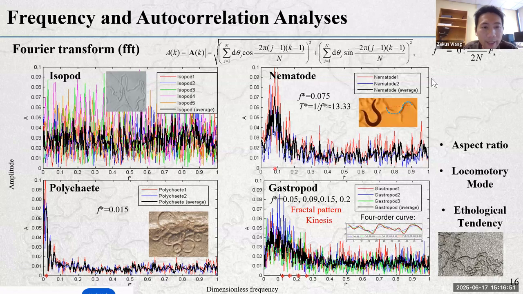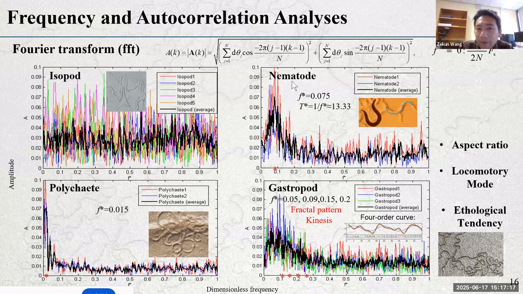So let's take a look at the traces left by some modern analogs, then make some comparisons with trace fossils later. For example, for the traces left by isopod, a small, round-shaped, short-bodied arthropod, as you can see, there is no major peak in its frequency spectrum. This means there are no self-repeating patterns in its trajectory. It's a little bit random.